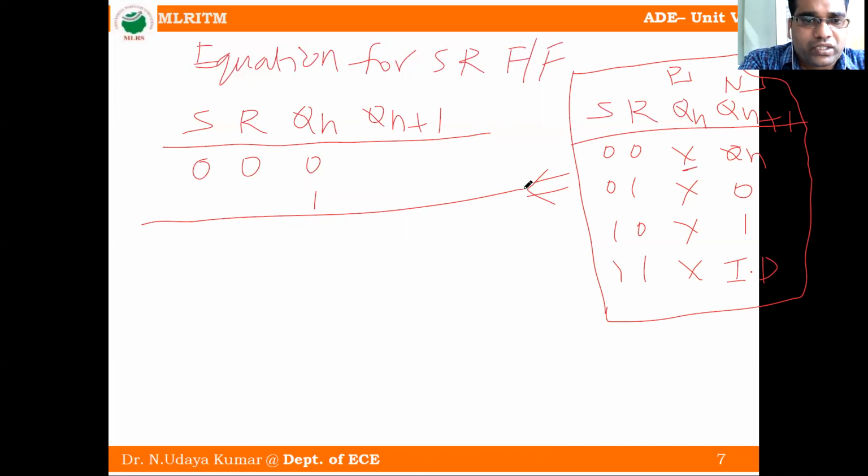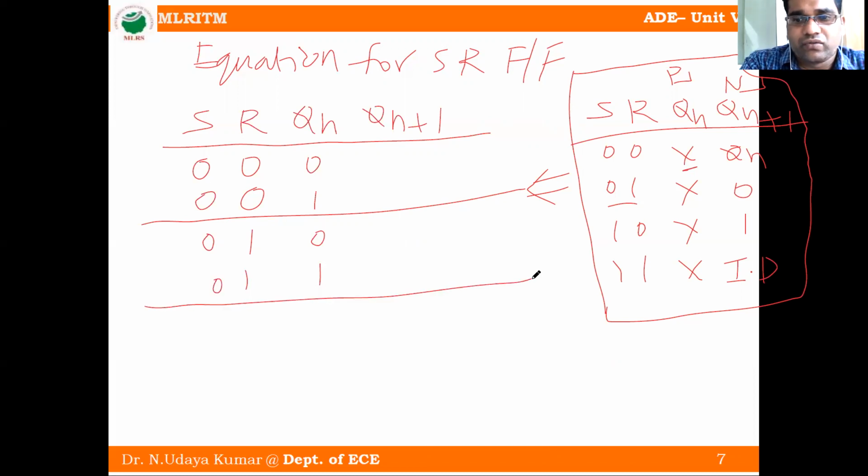Next, we write it as 0 0. Okay, so the next combination is 0 1. So here 0 1, don't care means we put it as 0 or 1. Okay, 0 or 1, this is the same 0 1. So next, what is the other case? 1 0 case. So 1 0 means 1 0 and cross. Don't care means either 0 or 1.